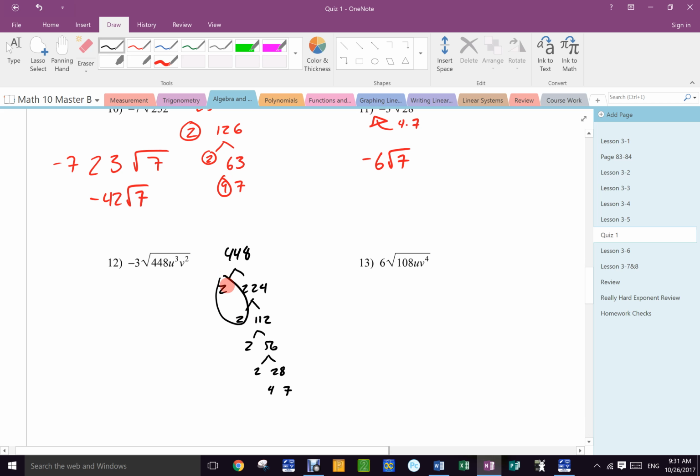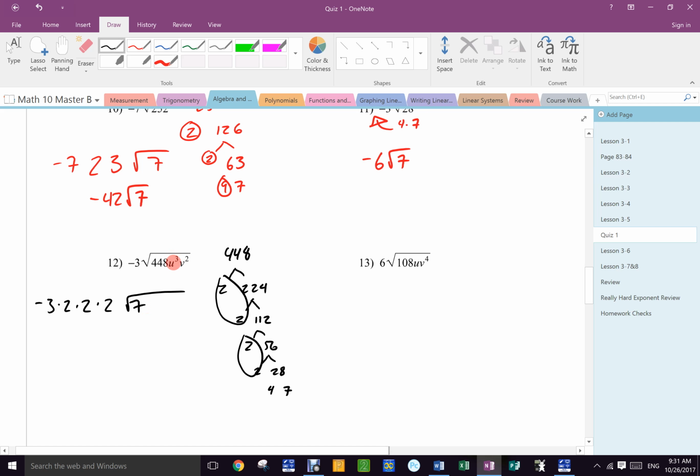Is there a group of 2? So what comes out? I already had negative 3 out there. Now there's a 2. Is there a group of 2? So what comes out? Another 2. That's not a group of 2, but it has a square root. What is it? So what comes out? 2. Excellent. Leaving what under there? 7.